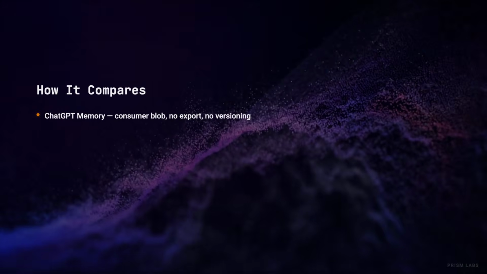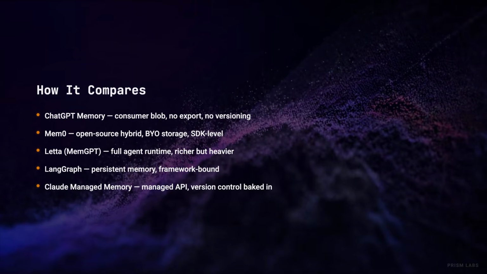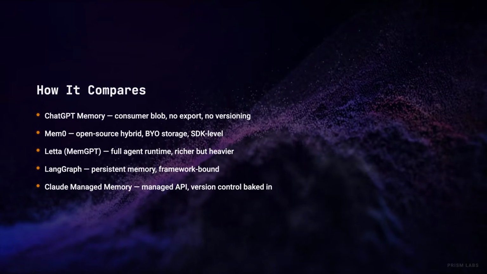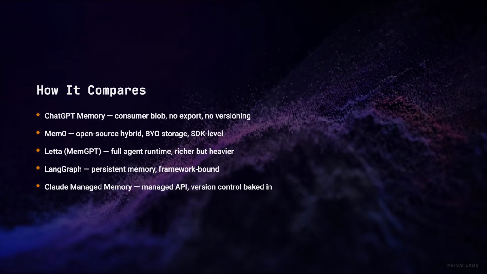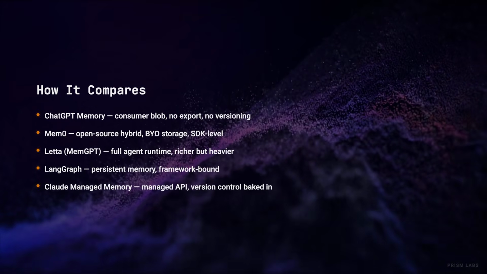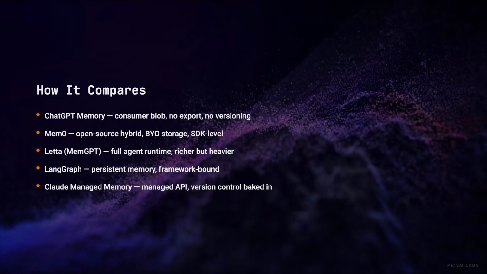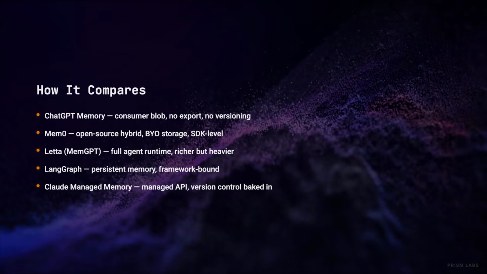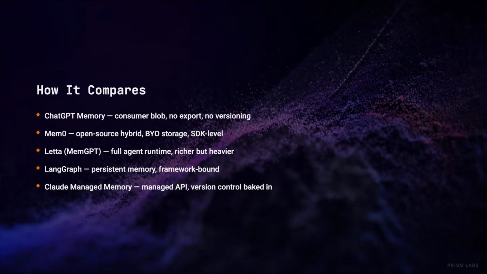Worth comparing against the alternatives. ChatGPT Memory is a consumer feature, per user blob, no programmatic export, no versioning. Mem0 is open source, vector plus graph hybrid, scores 66.9% on the Locomo benchmark versus OpenAI's 52.9%. But it is SDK level. You bring your own storage. Letta, formerly MemGPT, is a full agent platform with core and archival memory blocks, richer than Claude's offering. But it is the whole runtime, not just a memory API. LangGraph ships persistent memory via checkpointer plus store, but it is framework bound to LangGraph.